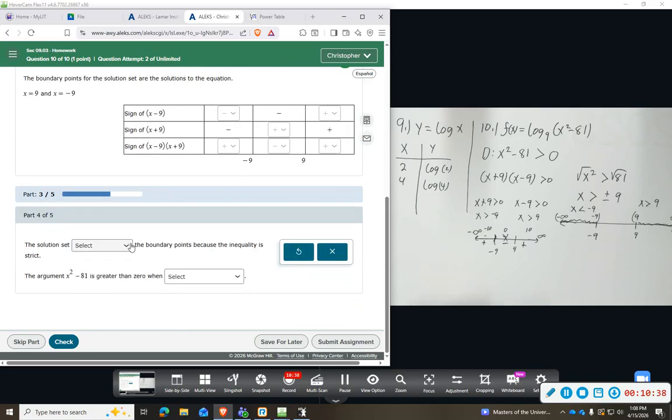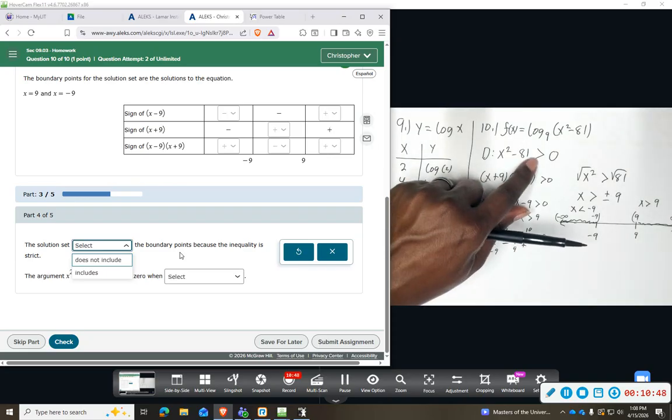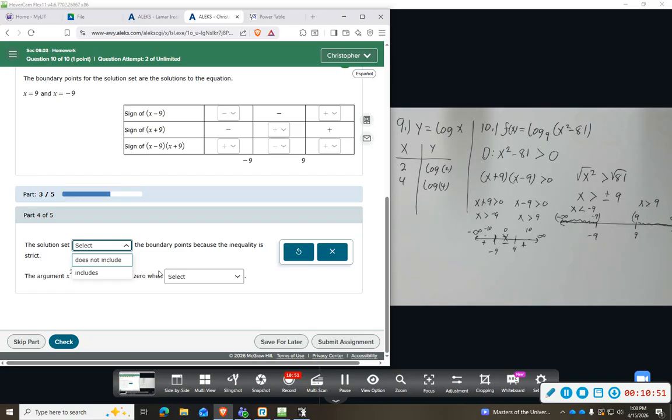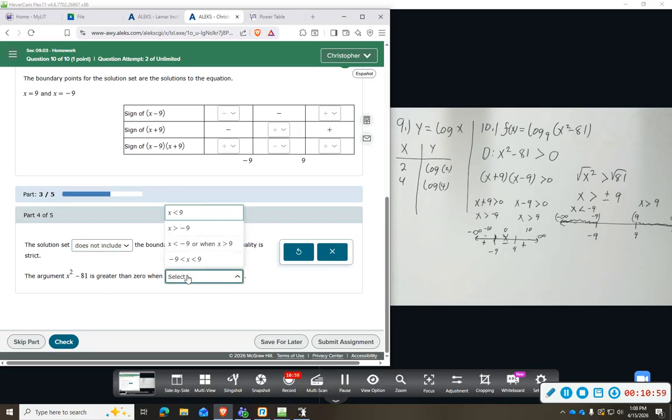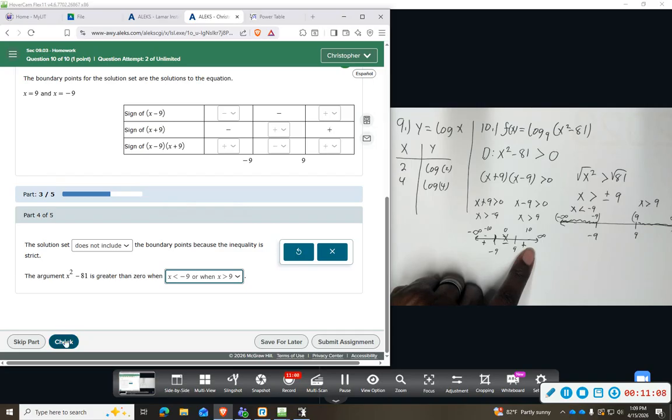It says the solution set does not include or includes the boundary points. That is talking about the negative 9 and the 9. They will not be included because the inequality sign is strictly greater than or strictly less than. So it does not include those boundary points. It says the argument x squared minus 81 is greater than 0 when x is less than negative 9, so this part, and when it's greater than positive 9. So these two sections.